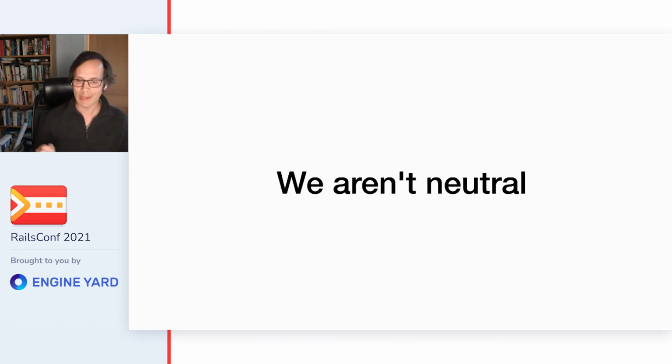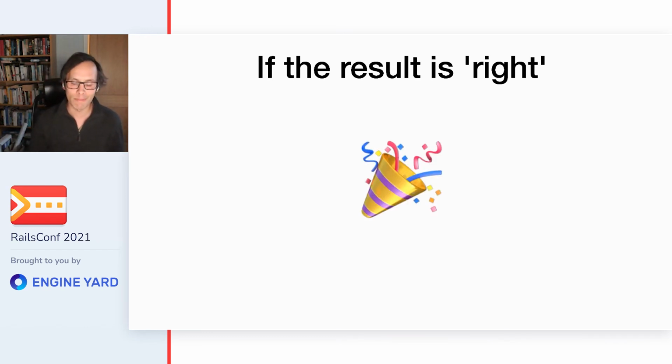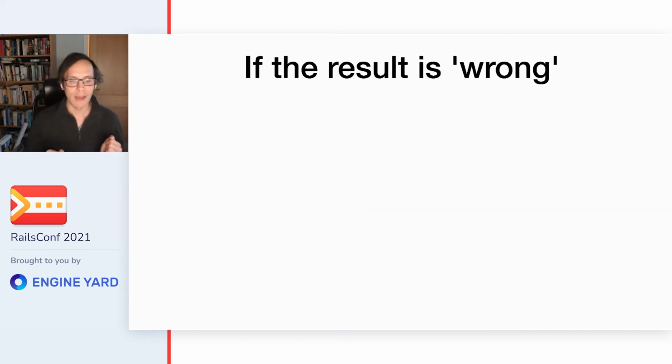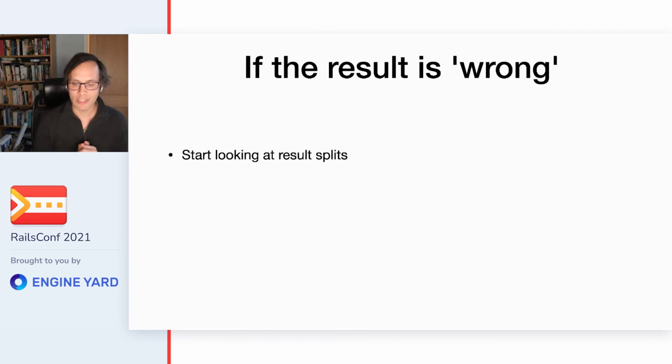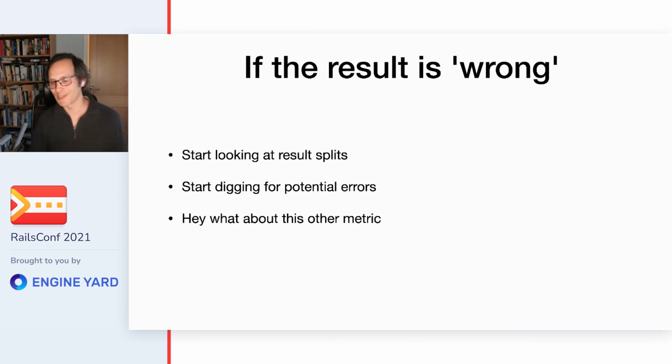You don't want to spend all that time on something and the test comes along and says, well, actually, the old thing was better. And what that means is that if the result is, quote unquote, the right result, we say, yay, we make everyone get the new variant and we move on. But if the result is wrong, that's when people start looking at result splits. They start digging for potential errors. They start saying, well, hey, what about this other metric? The results look better over here.